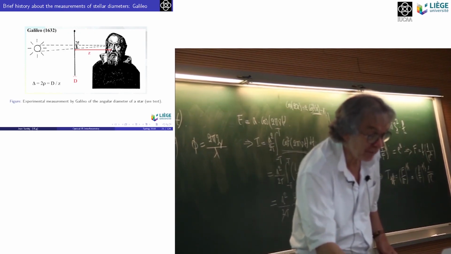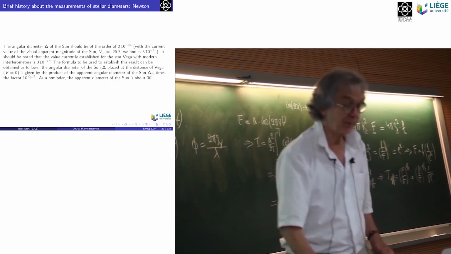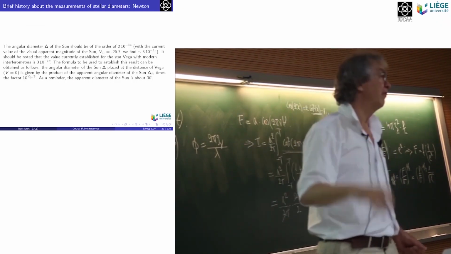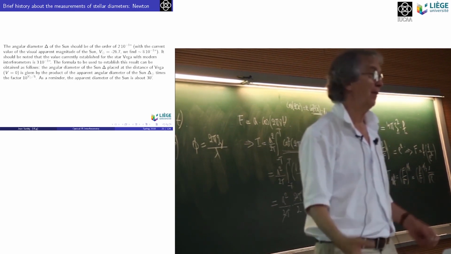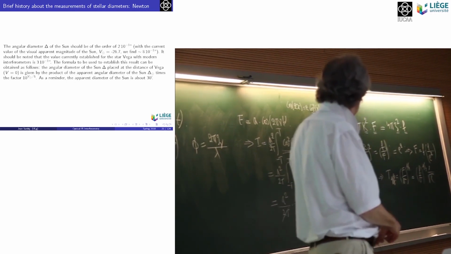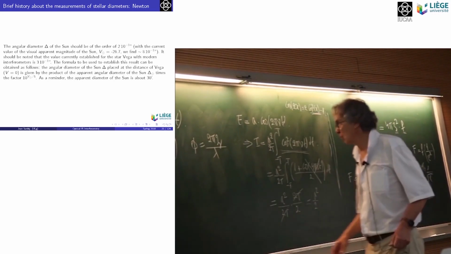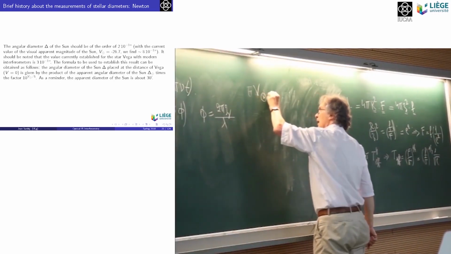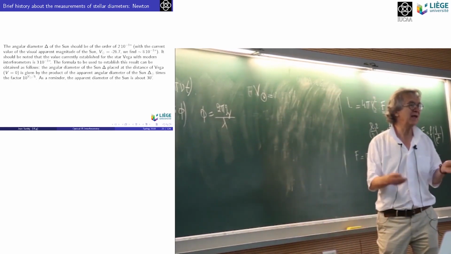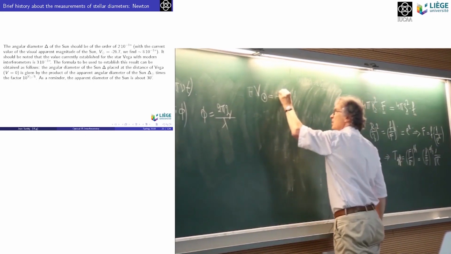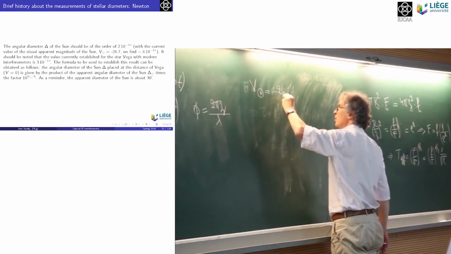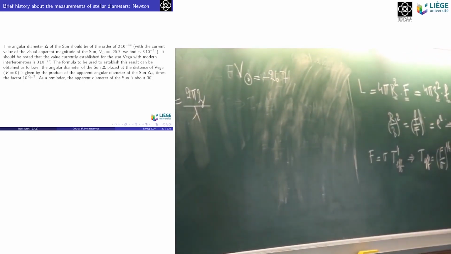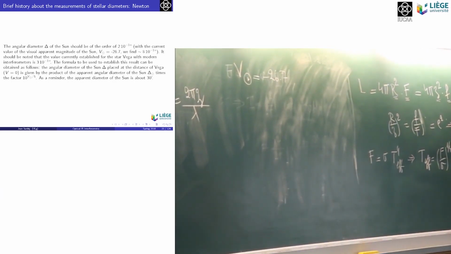Now the next one is Newton. Newton did that in a very, very clever way. Really fantastic. Well, he proceeded as follows. The visual magnitude of the sun, well, he didn't know exactly that it was minus 26.7 at that time, but the visual magnitude of the sun is minus 26.7, right? So it's very bright.